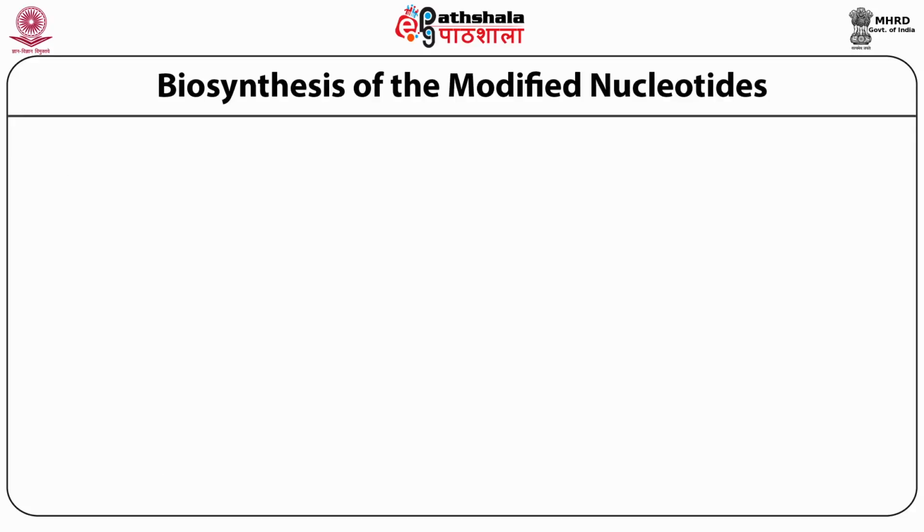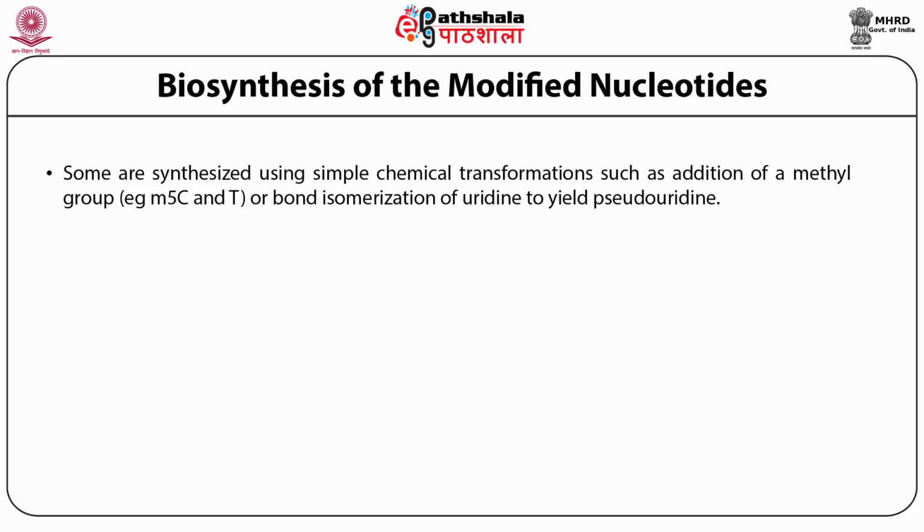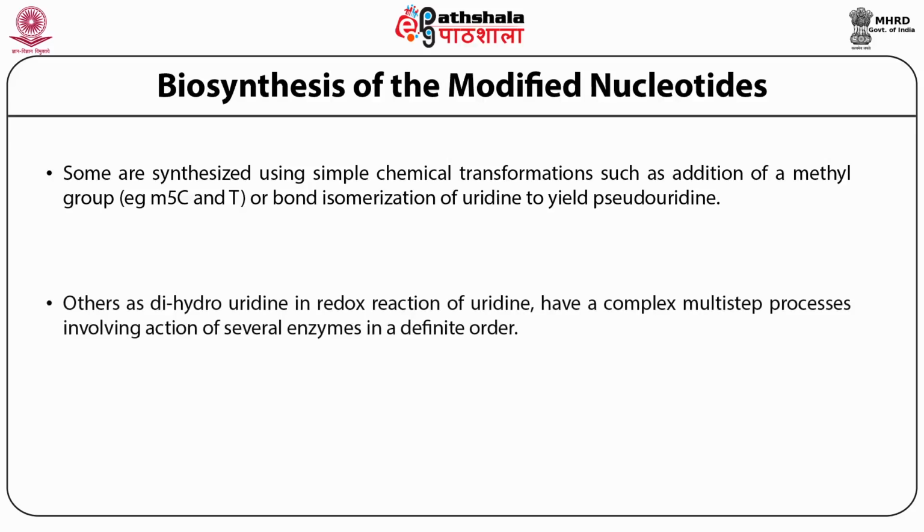Biosynthesis of modified nucleotides. Some are synthesized using simple chemical transformations such as addition of a methyl group. Example, methyl cytosine or thymine, or bond isomerization of uridine to yield pseudouridine. Others such as dihydrouridine in redox reaction, or uridine derivatives, have a complex multi-step process involving action of several enzymes, and that too in a definite order to get these modifications.